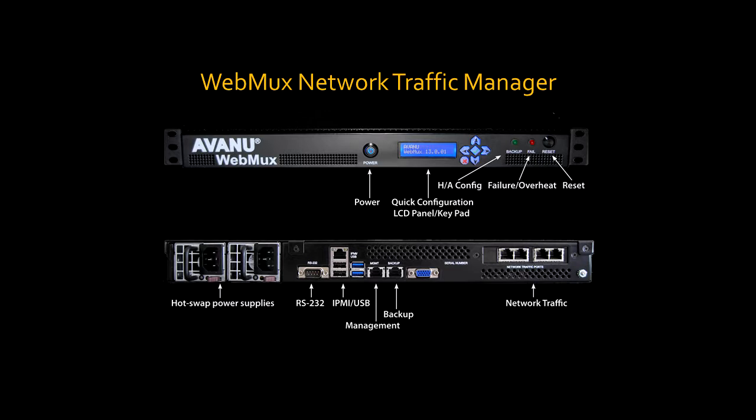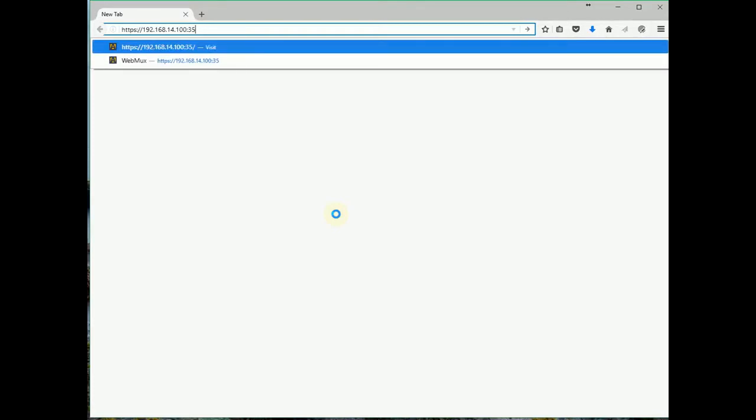Launch your web browser and type in the IP address of your WebMux unit, followed by a colon, and 24 or 35, depending if you want to use port 24 for HTTP or port 35 for secured HTTPS access to the WebMux login screen. We are using port 35.